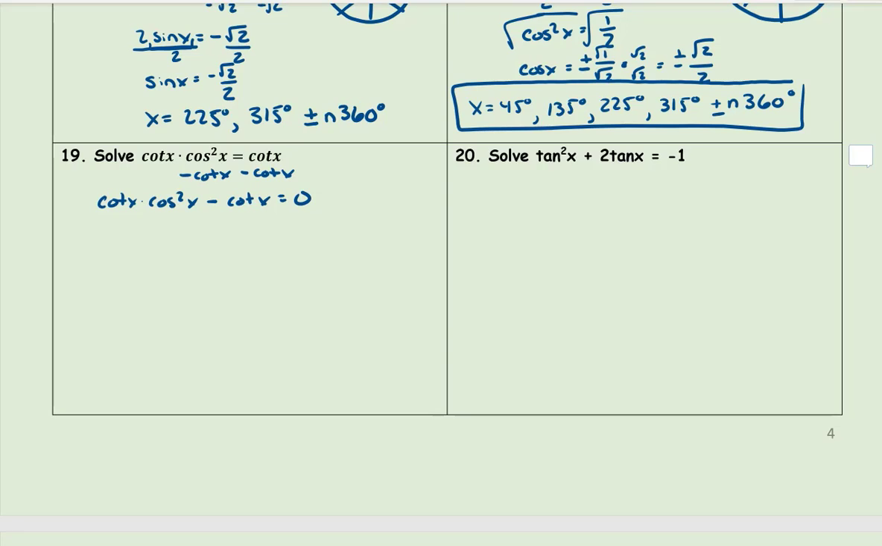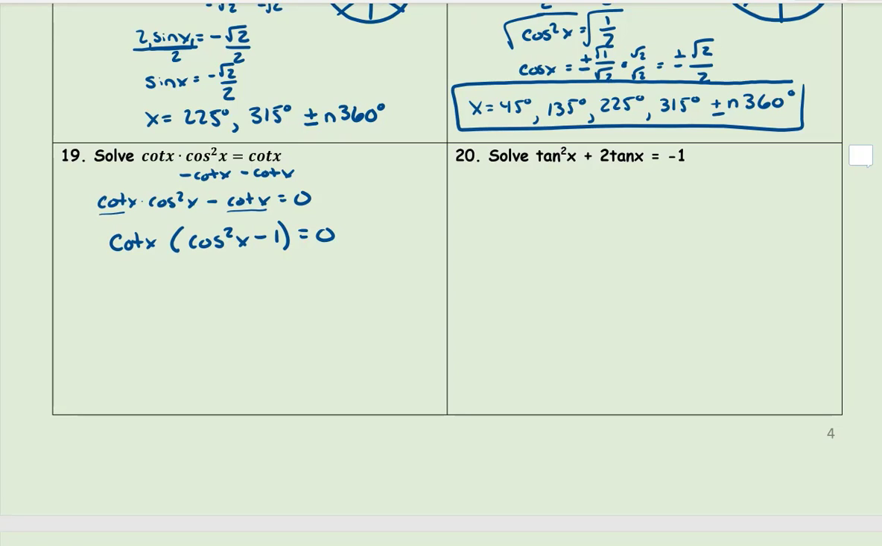Now we're going to try to simplify this using our simplifying trig identities rules. So the first thing we need to look for is something we can factor. And if you look, both of these terms have a cotangent. So I'm actually going to factor out a cotangent of x. So cotangent of x times cosine squared x minus 1 is equal to 0.